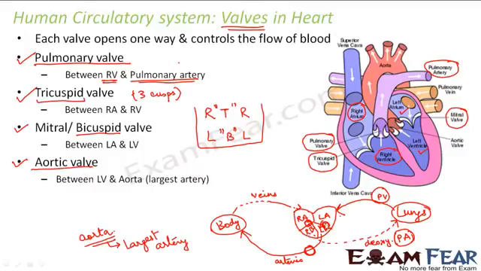Again, from the left auricle to the left ventricle, it is going out. So we need a valve. From the right ventricle, it is going out to the lungs. So we need a valve. Again, from the left ventricle, it is going out to the body. So we again need a valve. So this valve is known as the aortic valve.